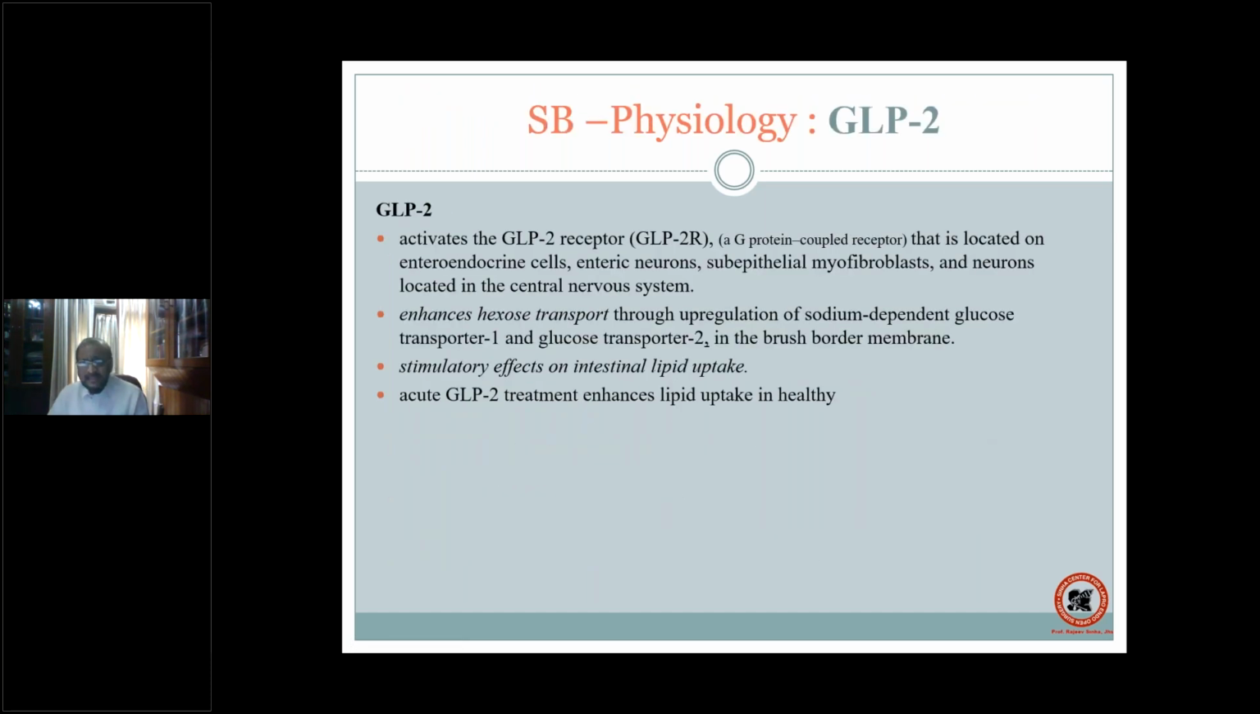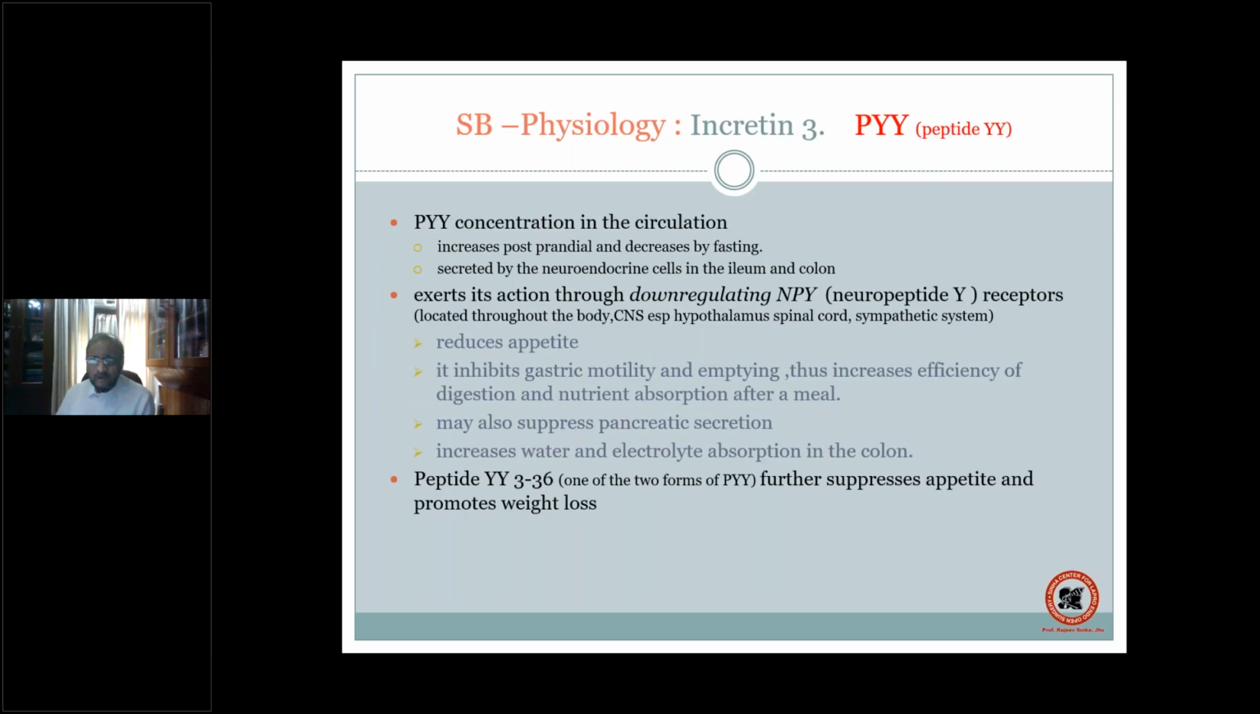secretion. On the other hand, GLP-2, which activates the GLP-2 receptor located on the enteroendocrine cells, is basically enhancing, number one, dextrose transport, that is the carbohydrate transport. Number two, it has a stimulatory effect on intestinal lipid uptake. So that means helping with glucose uptake and lipid uptake in a healthy person. What about the third one? That is peptide YY. Peptide YY concentration in the circulation increases postprandially and decreases with fasting.